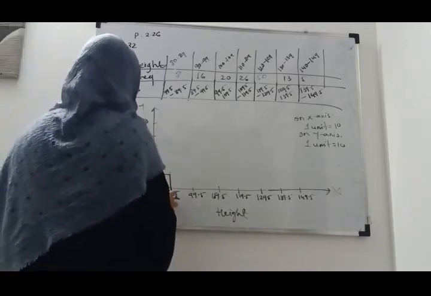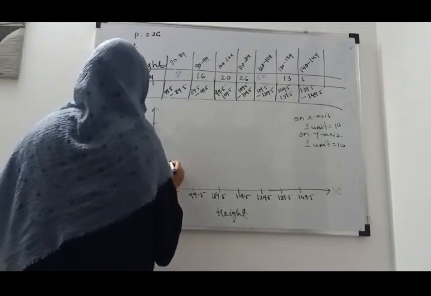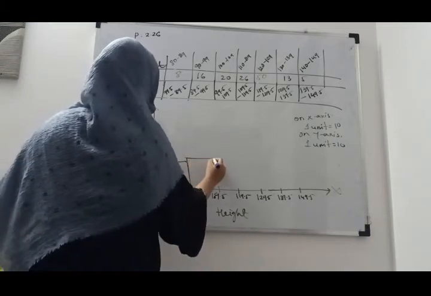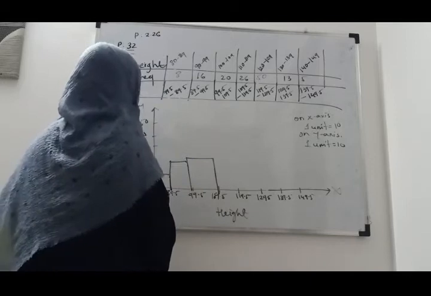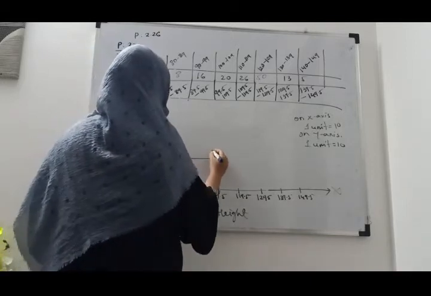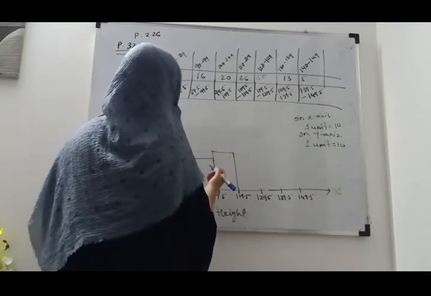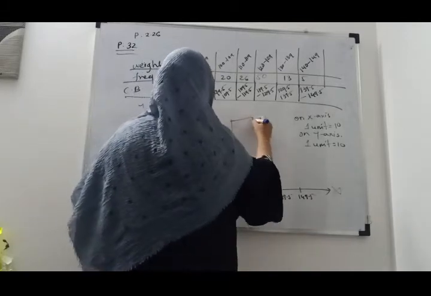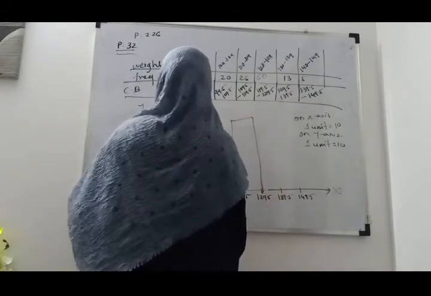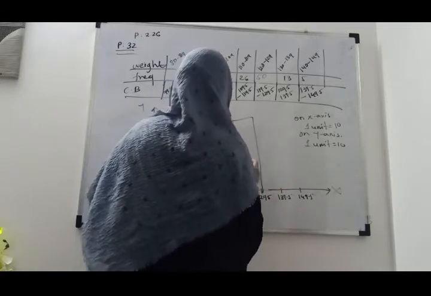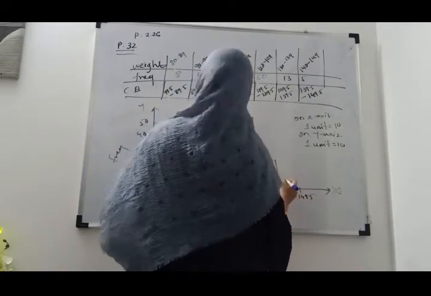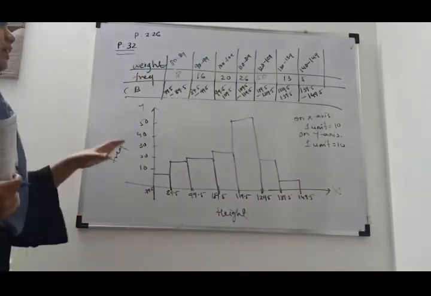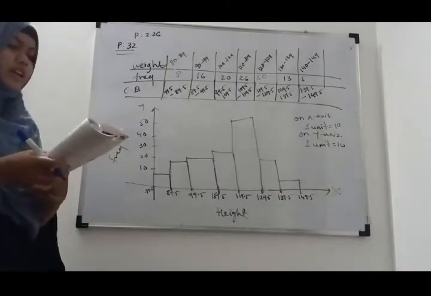Now for the second class the height is 16. For the third it is 20. For the fourth it is 26. For the fifth it is 50. Then 13. And then it is 5. So this is the required histogram for the given distribution.